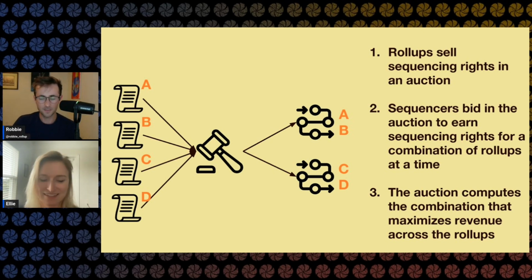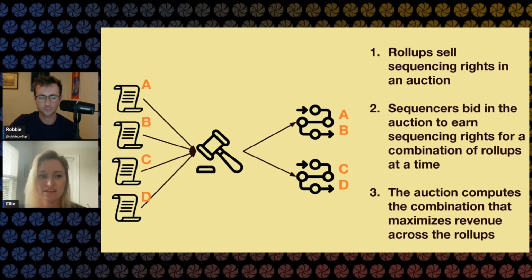Yeah, I was going to throw out another buzzword actually. Oh yeah, please. So just a quick response is that when the auction is calculating the combination that maximizes revenue, it will calculate to make sure that each rollup at least gets its reserve price back.